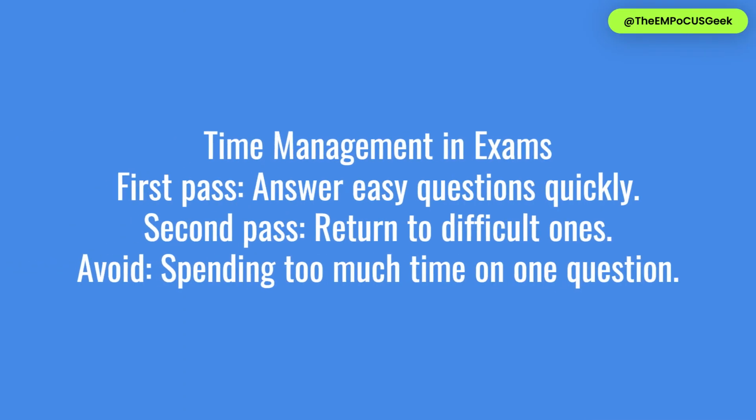Time management in exams. First pass. Answer easy questions quickly. Second pass. Return to difficult ones. Avoid spending too much time on one question. For example, if a paper with 60 questions needs to be answered in 3 hours, this will allow you to spend 3 minutes per question. Try to spend around 2 minutes per question on average. This will allow you time to return to the difficult or tricky questions as well as to recheck your answers.